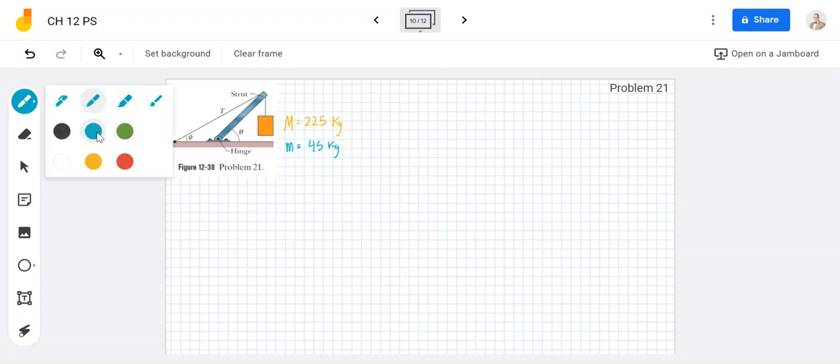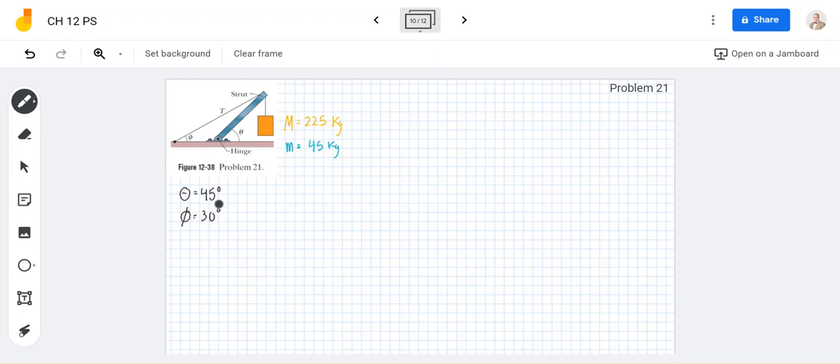It says a couple things about the angles here. The angle theta is equal to 45 degrees, and this angle here, we call this angle phi, is equal to 30 degrees. The first thing we want to know is what is the tension in the cable, so we're trying to solve for this T here.